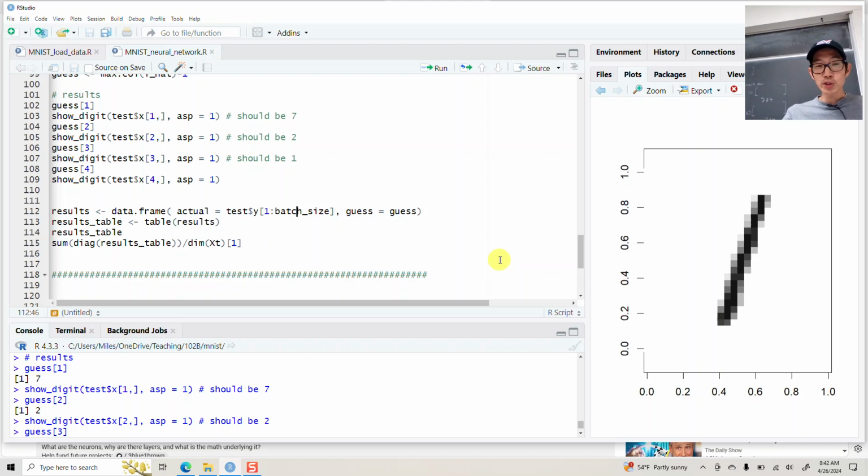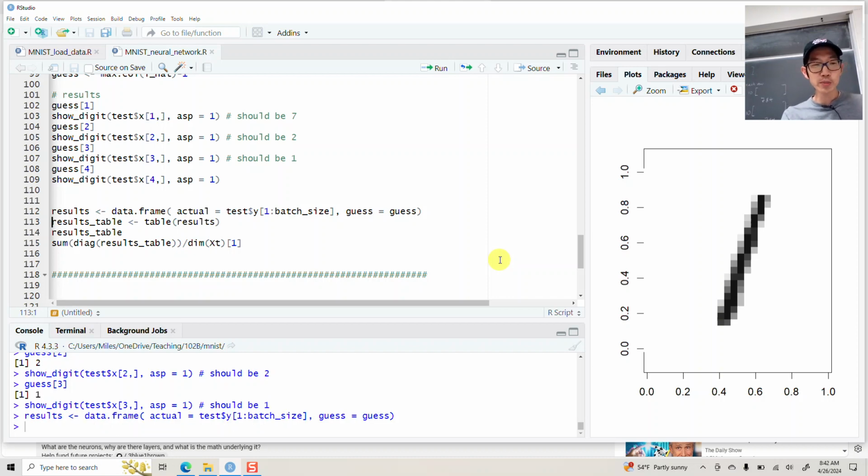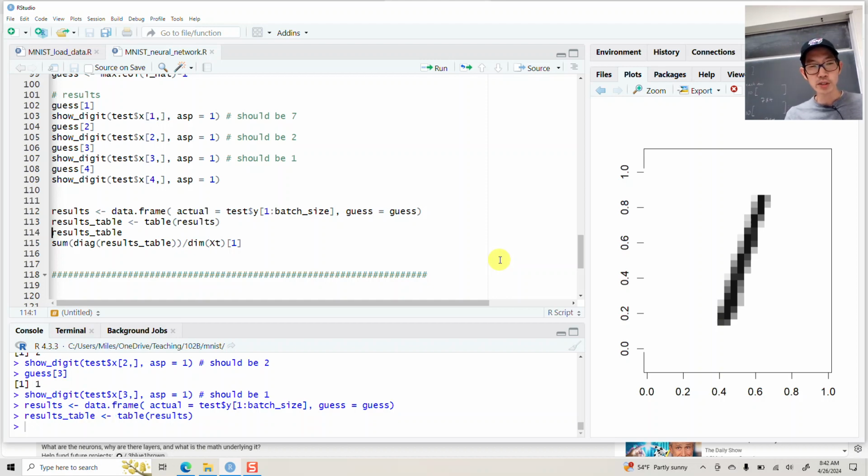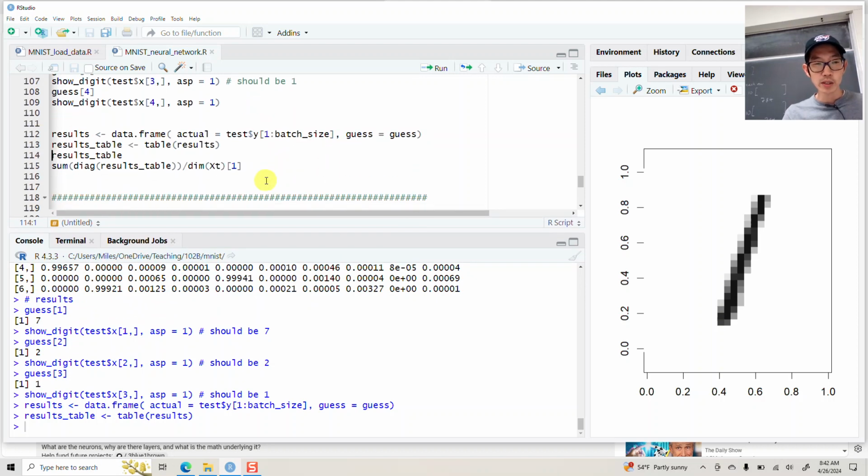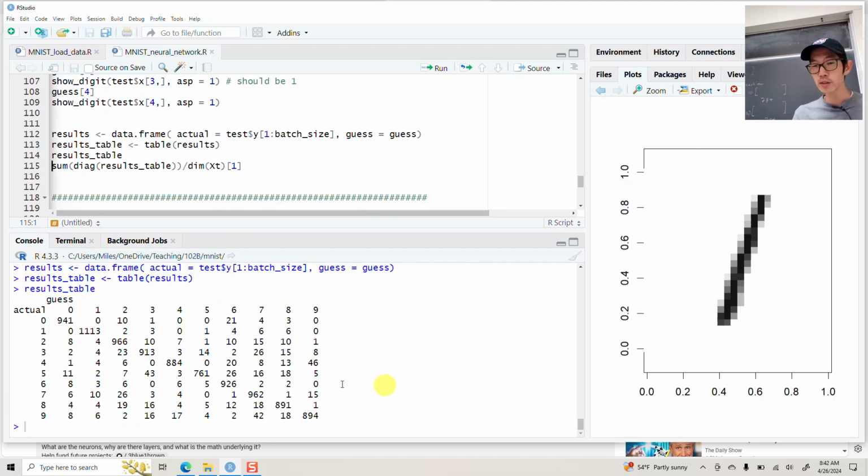Okay, so I'm going to look at our performance and say, hey, what were the actual values versus what were our guesses? And let's create a table out of these things, comparing them. And this is the results.